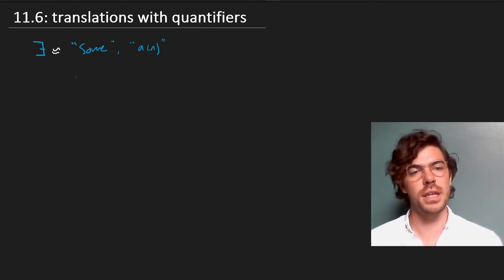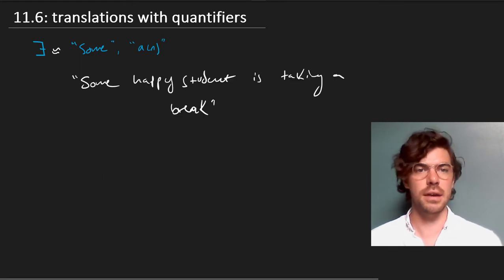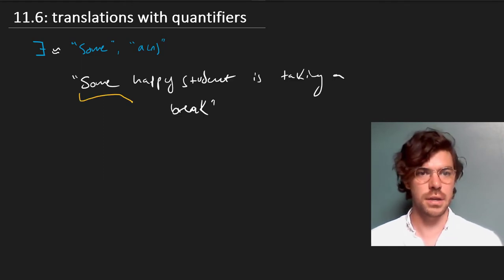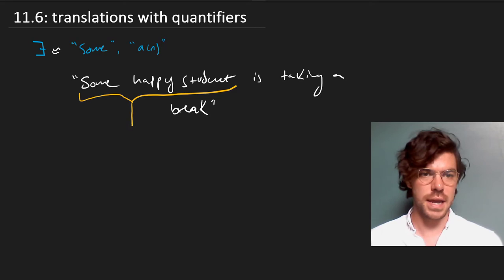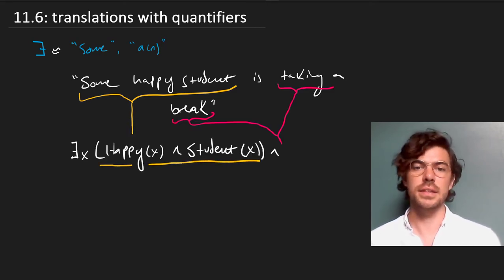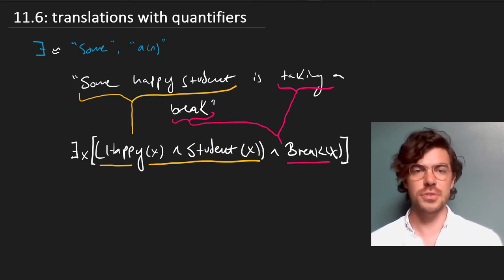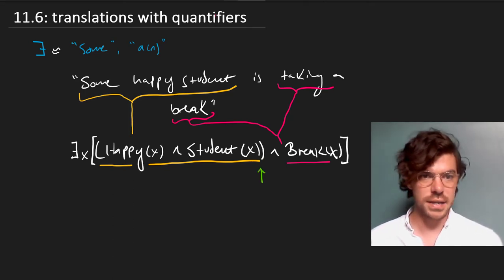For example, suppose we encounter the sentence, "Some happy student is on a break." Well, here we have this whole grammatical subject, which we can symbolize as there exists an X which is happy and a student. And then we can take this whole grammatical predicate and symbolize it as, we'll just use the predicate break X for X is taking a break. Now, with existential sentences, we don't have to separate out the grammatical subject and predicate like this, as I've done with the parentheses here and here.